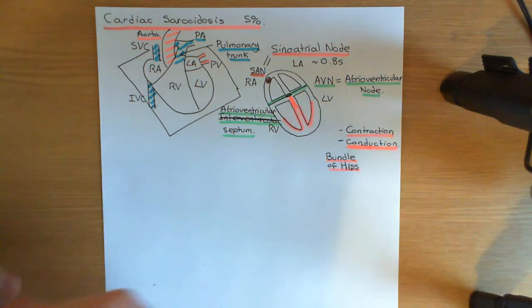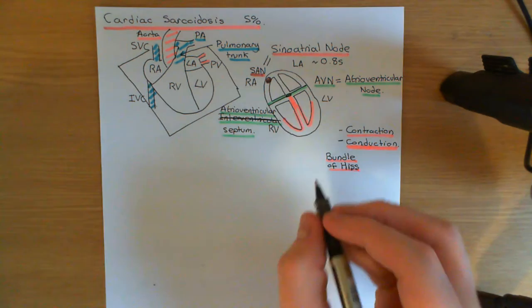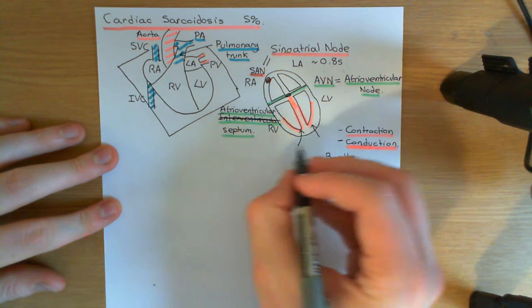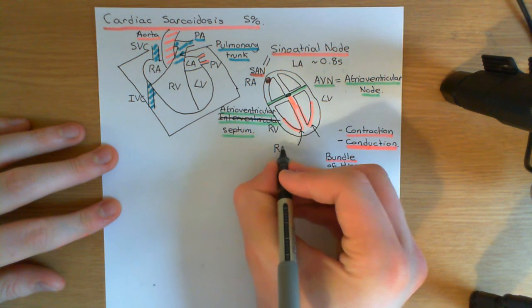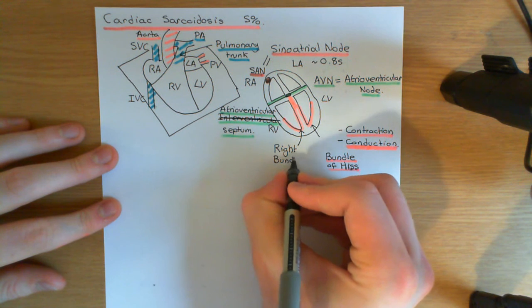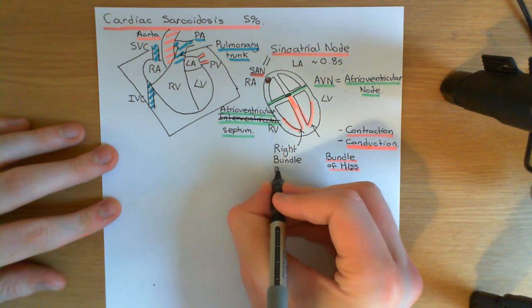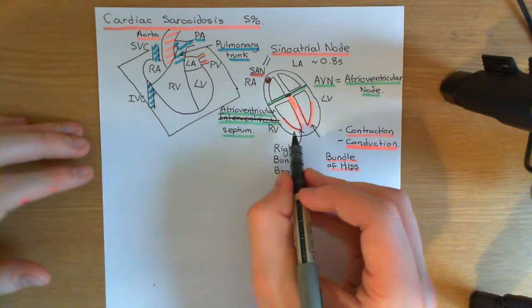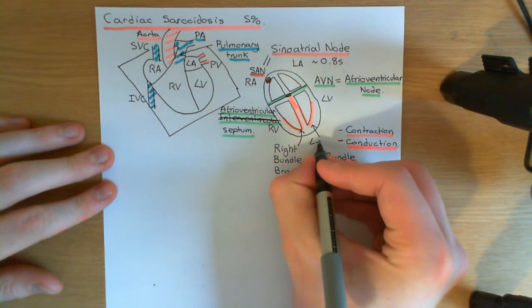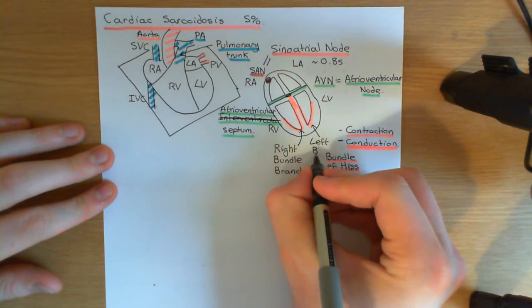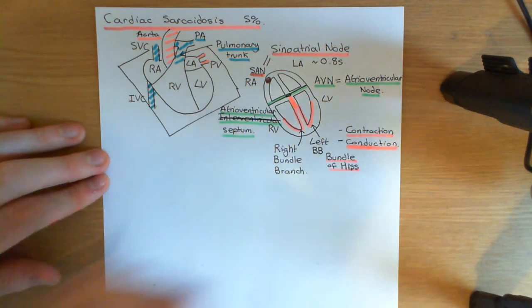Then what happens is the bundle of His is going to split into two separate pathways, a right pathway and a left pathway. So the right pathway is known as the right bundle branch, and the left pathway is known as the left bundle branch. So we have these two bundle branches. I'll just label up one, but you get the idea that this is the left bundle branch here. In fact, I'll just abbreviate it down to BB. There we go.